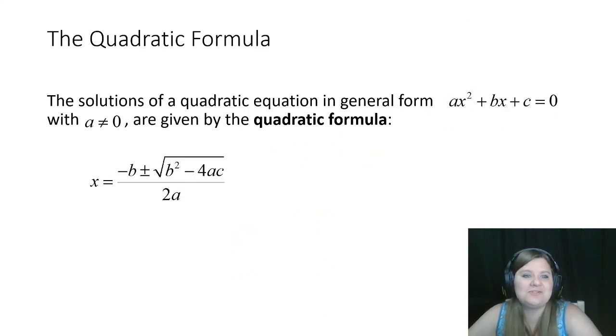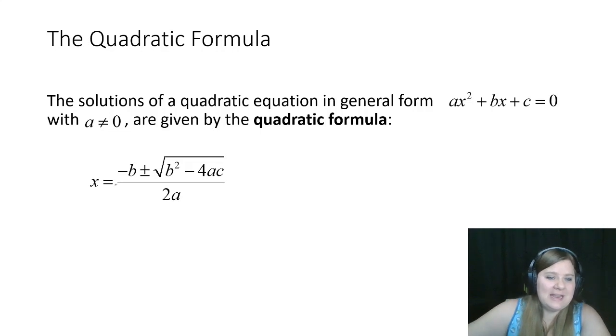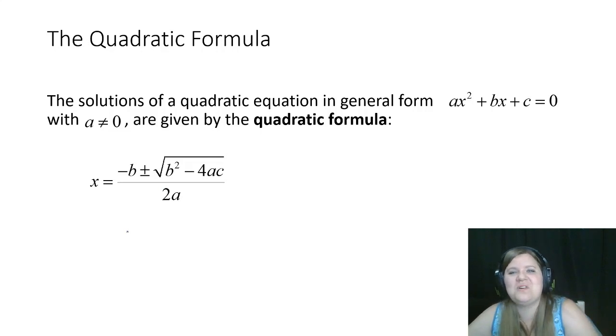Okay, quadratic formula. Da da da da da da da da. The quadratic formula is negative b plus or minus the square root of b squared minus 4ac all over 2a.